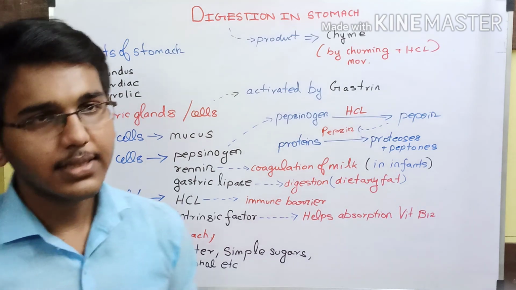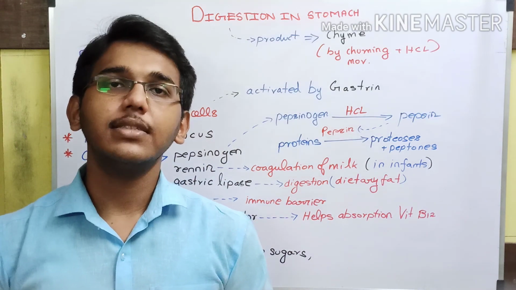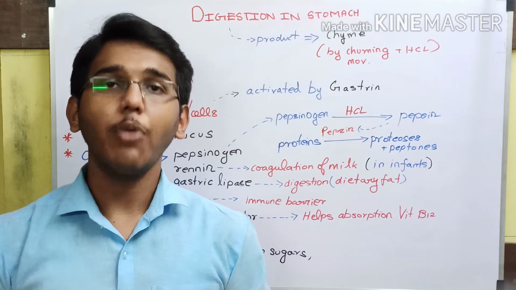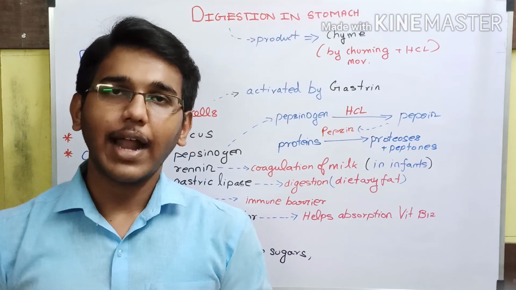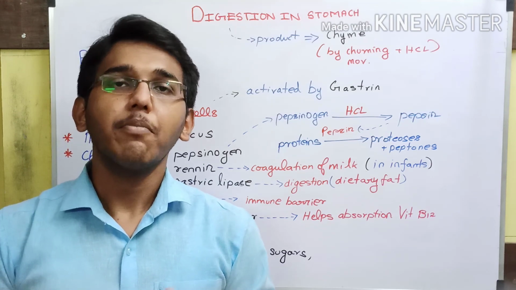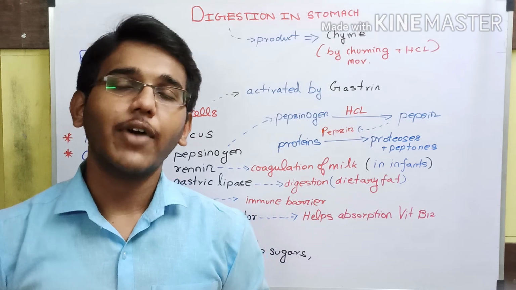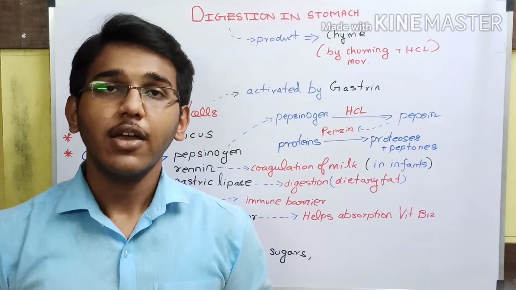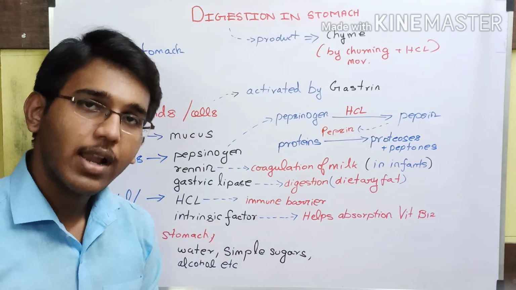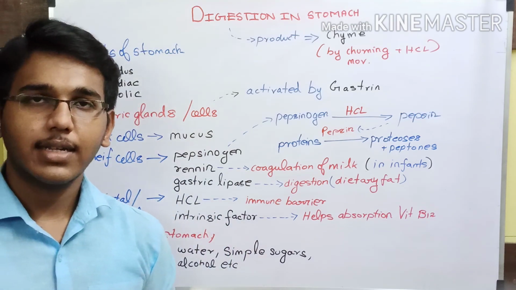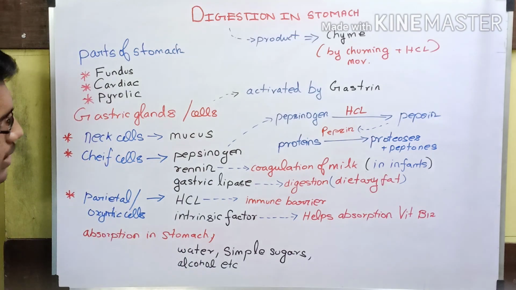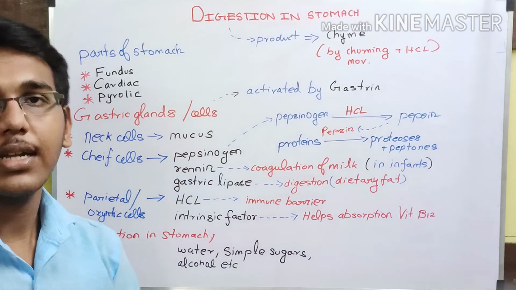The main role of intrinsic factor is that it helps in the absorption of vitamin B12. Actually, vitamin B12 is not absorbed in the stomach. The intrinsic factor binds with vitamin B12 and prevents it from being broken down by the action of hydrochloric acid and digestive enzymes. So as the intrinsic factor is bound to vitamin B12, it is transported to the small intestine where it is finally absorbed. And the ultimate aim of digestion is absorption or assimilation.